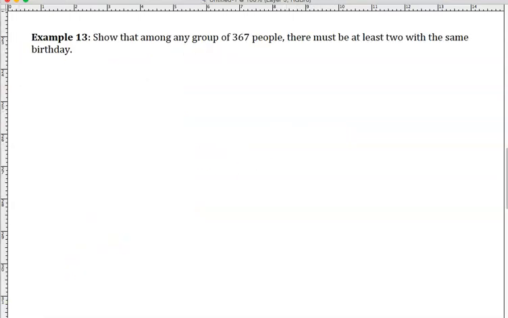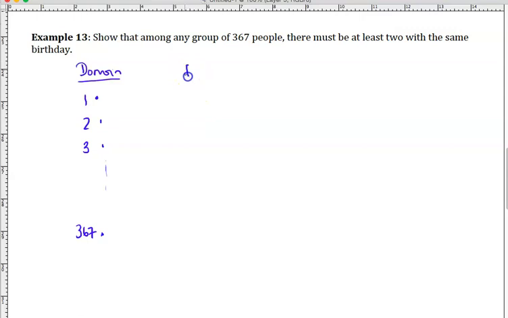So here's a couple of examples of the pigeonhole principle. Show that among any group of 367 people, there must be at least 2 with the same birthday. Okay, so if we have the domain, we have 367 people, right? So person 1, person 2, person 3, all the way to person 367, right?